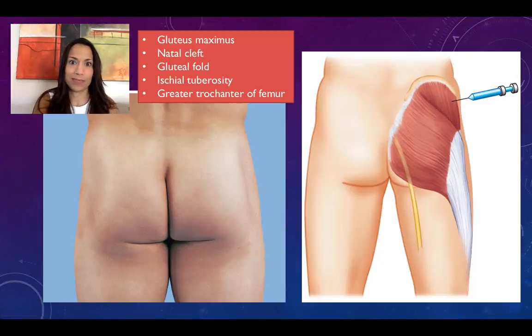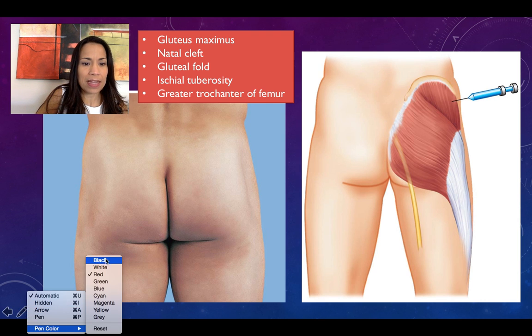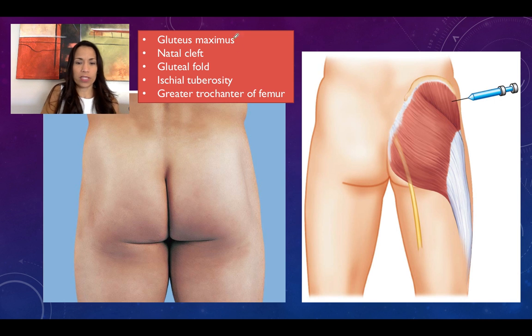Now let's describe the surface anatomy landmarks. And we're going to start by describing this one in the square. Gluteus maximus, well, nothing else to say, are your butt cheeks. The bulk of your buttocks consists of your gluteus maximus.